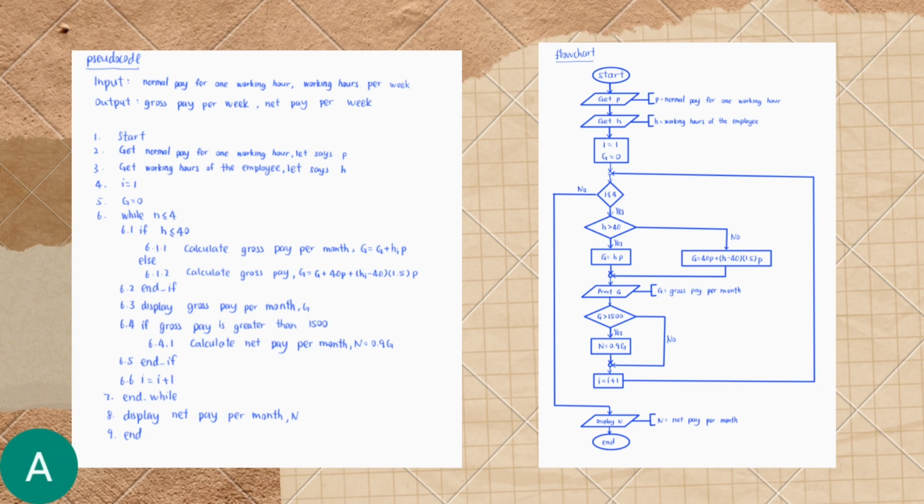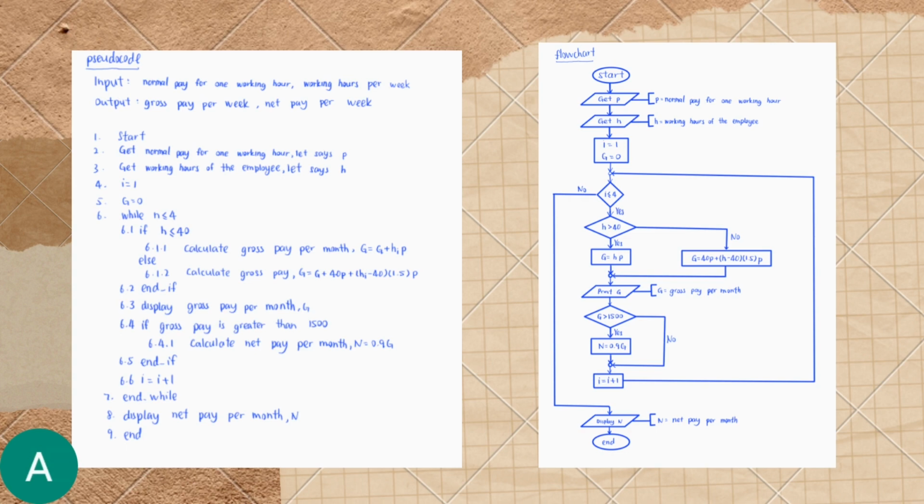Now we will be getting started with the pseudocode. Starting off with the start process, and number 2 and number 3 steps will be getting the input variables, which is normal pay for 1 working hour and as well as working hours of the employee, let's say P and H. Step number 4 is the itinerary number, which will later be clearly shown in the flowchart. And number 5, which is the gross pay per month.